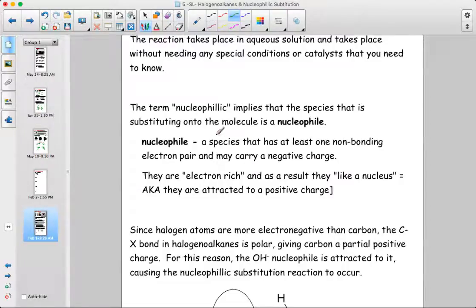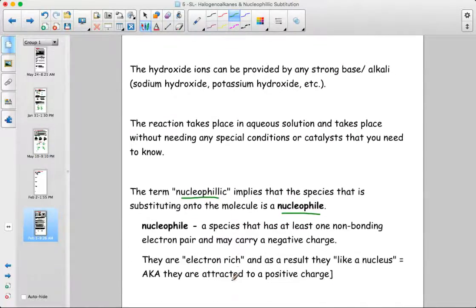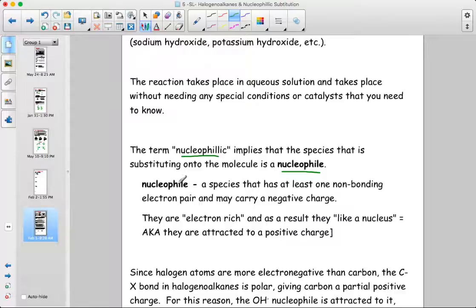And the reason why it's called a nucleophilic substitution reaction, as opposed to the other kinds of substitutions that you'll have to know, like free radical or electrophilic substitution, is that the thing that substitutes onto the halogenoalkane is a nucleophile. So the OH minus, the hydroxide ion in this reaction, is the thing that we would call the nucleophile. A nucleophile, if you break down that word, is something that likes a nucleus. And why something might like a nucleus is because it's what we could call electron rich.